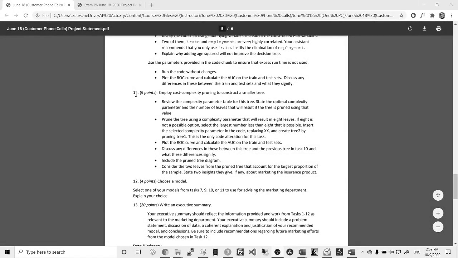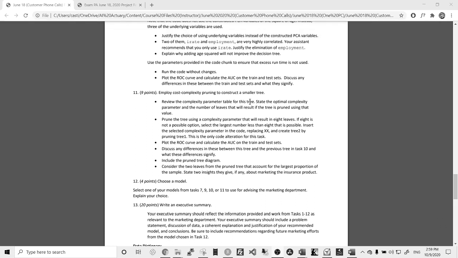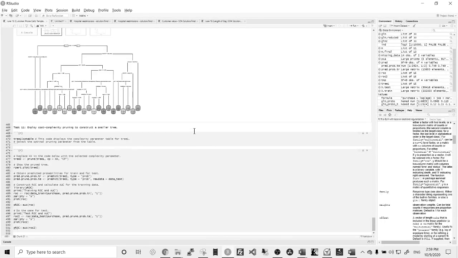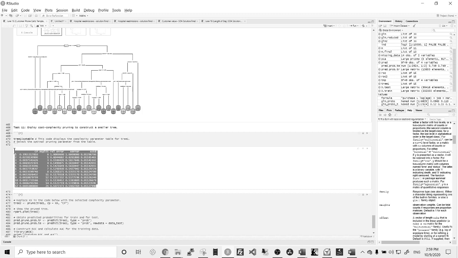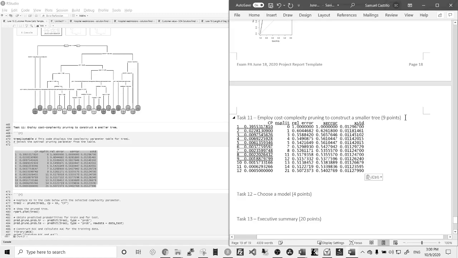Task 11, 9 points. Employ cost complexity pruning to construct a smaller tree. Review the complexity parameter table for this tree. State the optimal complexity parameter and the number of leaves that will result if the tree is pruned using that value. Let's look at the code for task 11. Here's the CP table. Let's copy and paste this into our document. It shows the model's complexity parameter as well as the number of splits in the tree and the error, this xerror column.